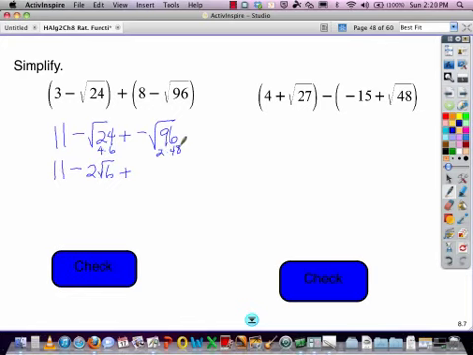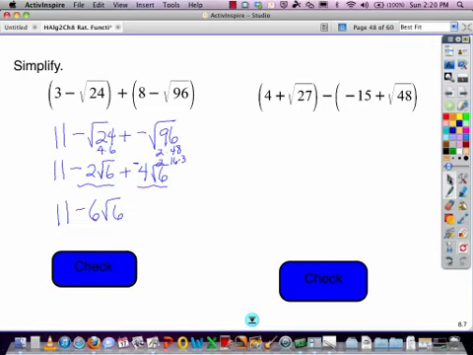16 is a good number there. So 2 times 16 times 3. Yeah, so 6 times 16 would have been the best choice. We broke it down a slightly different way, but that would have been 4 root 6, so a negative 4 root 6. Now we have 2 like terms that can be added. So we've got 11 and a negative 2 root 6 plus a negative 4 root 6 is a negative 6 root 6. So best choice.